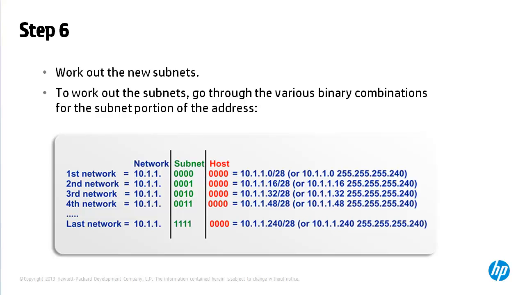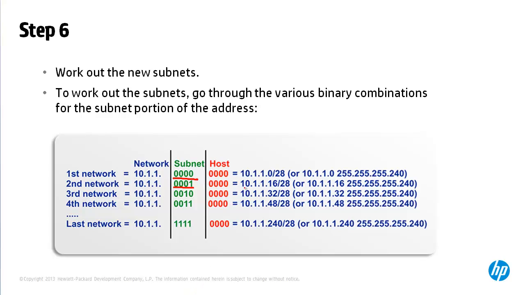To work out the other subnets, go through the various binary combinations for the subnet portion of the address. Please refer to the binary video if you're not sure how to work out the binary. Notice in the first subnet, it's filled with binary zeros. For the second subnet, the subnet portion is filled with 3 binary zeros followed by a binary 1.